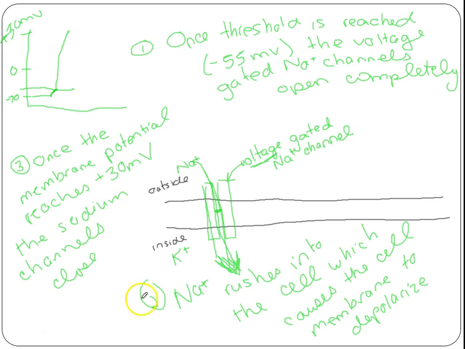A little bit of sodium comes in until we finally reach that threshold, which is negative 55 millivolts, at which point the voltage channel is completely open, which then causes sodium to come rushing into the cell, causing the cell membrane to depolarize, right? So it becomes more positive, and once that membrane potential reaches positive 30 millivolts, the sodium channels close. So they're closed at negative 70 and at positive 30. In between there, sodium's coming into the neuron.